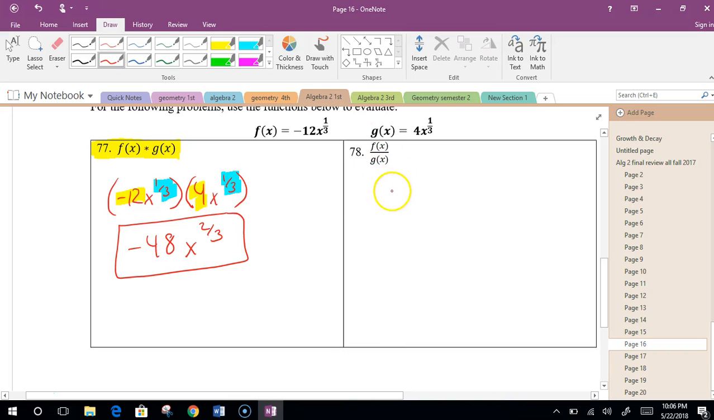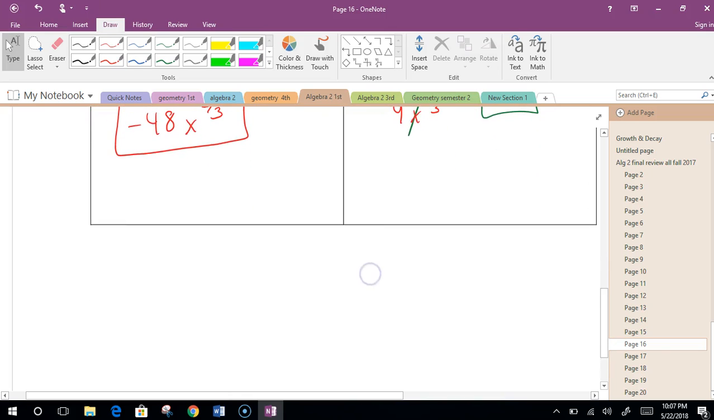If we're being asked to divide these, that would be negative 12x to the 1/3 divided by 4x to the 1/3. Well, that's quite convenient because those two cancel out. Negative 12 divided by 4 is negative 3, and there's your final answer.